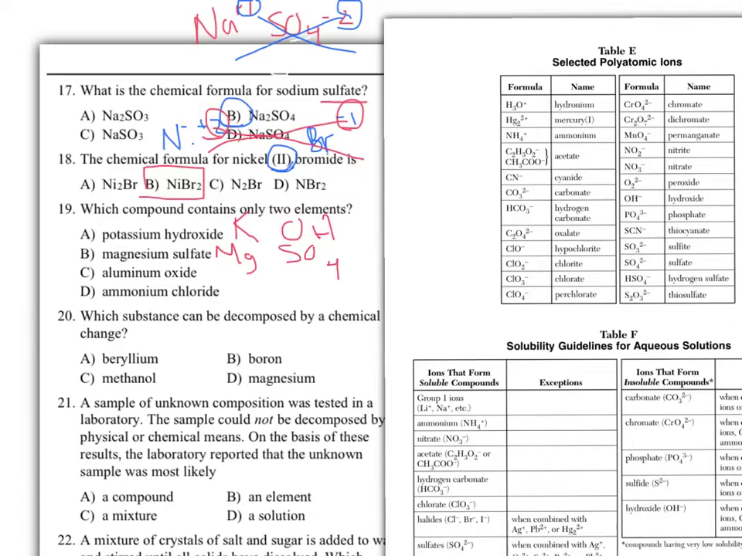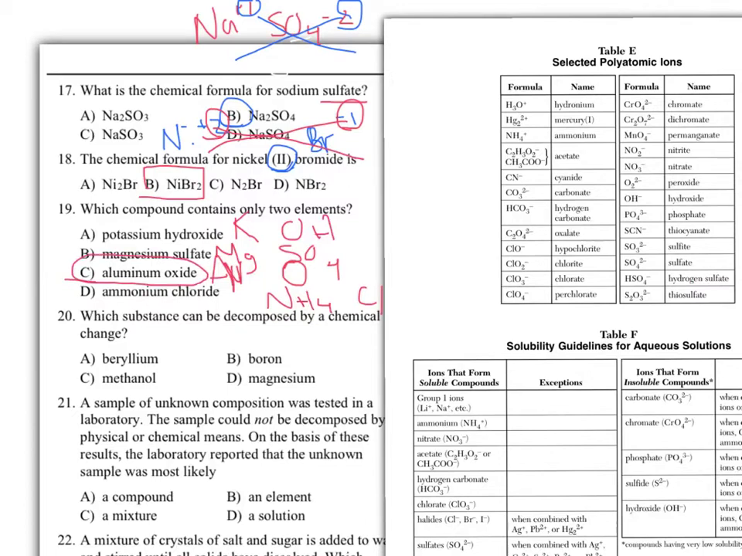Choice C asks about aluminum oxide, so that contains aluminum and oxygen. And then our last choice, ammonium chloride. Ammonium is found on reference table E as NH4 positive. And so we have ammonium and then chlorine. So that has 3 capital letters. So the only formula that has just 2 capital letters is choice C.